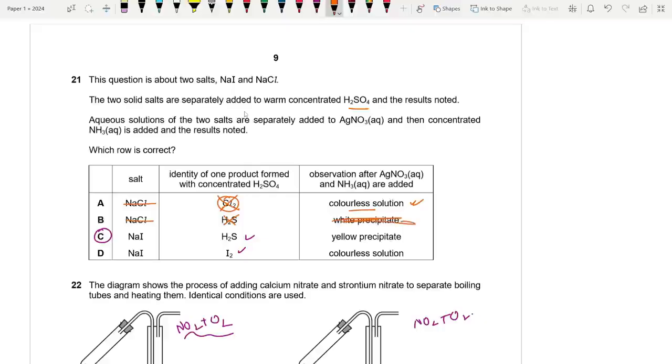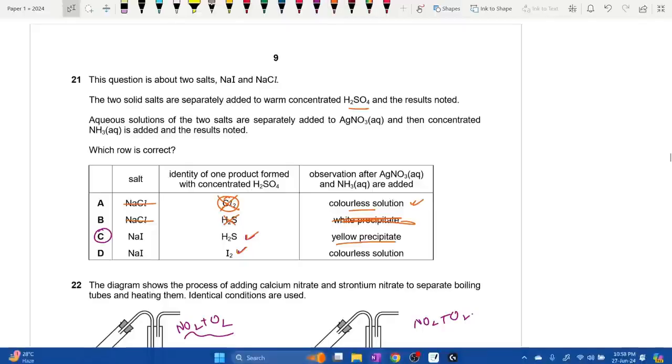Why? Because NaI, right? It does react with concentrated H2SO4 because sulfuric acid is in fact a stronger oxidizing agent than iodine. So it can oxidize iodide to form iodine. And iodine is produced, H2S is also produced. So till now these are correct. But the correct answer lies over here, the yellow PPT. I told you guys that iodide forms a yellow precipitate with silver nitrate, which is insoluble in ammonia, yeah?